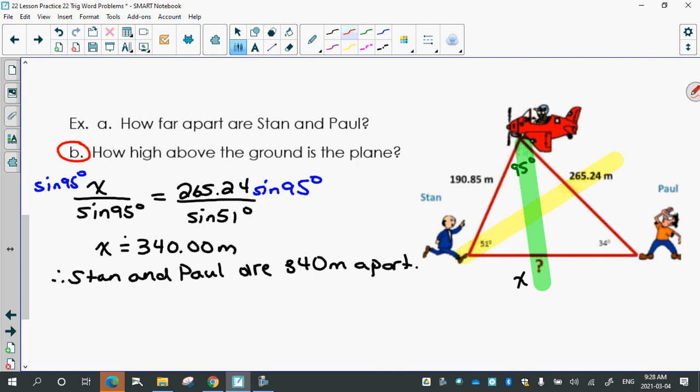How high above the ground is the plane? What's that question asking? It's asking for the vertical distance. If you were to make like a right angle triangle, it wants to know the distance from the ground up to the plane, like just straight up.